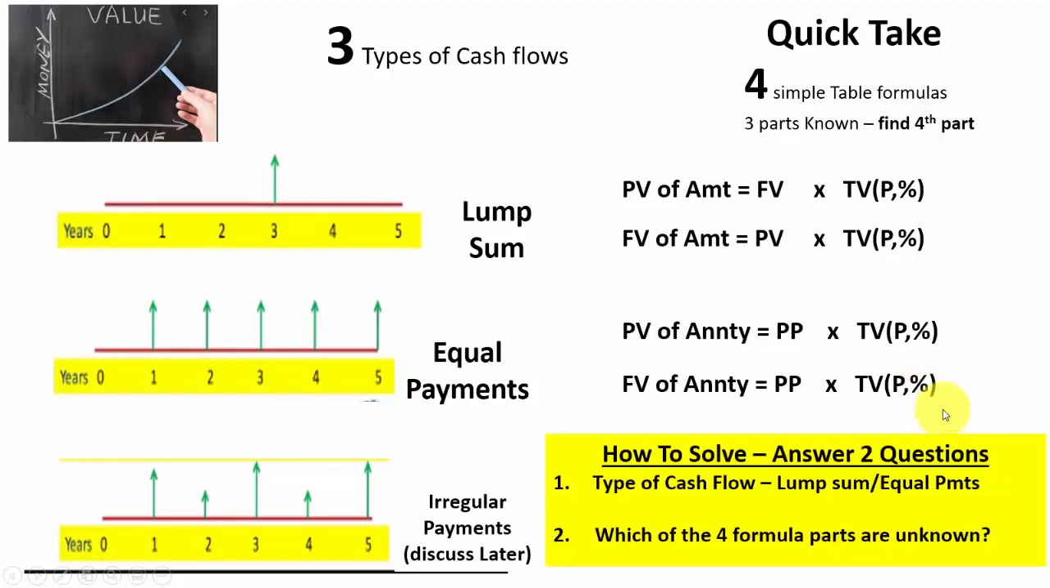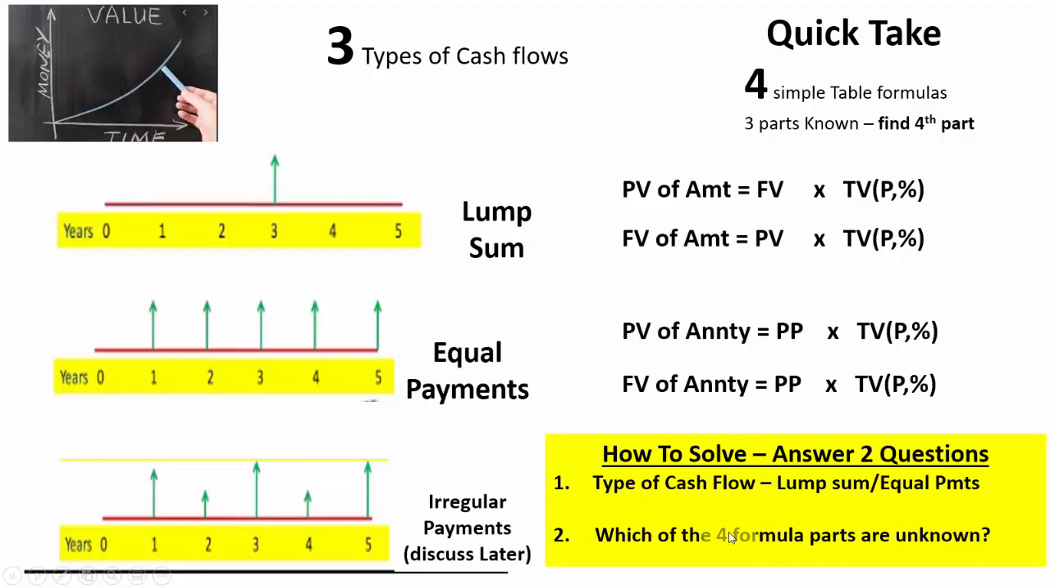So, how do you solve these kinds of problems? First of all, you ask just two questions. First, the type of cash flow: are we dealing with a lump sum or a series of equal payments? Once you know what type of problem you're looking at, you've already eliminated two of the four formulas. Then the next question is, once we get down to these two formulas, which of the four formula parts is unknown?